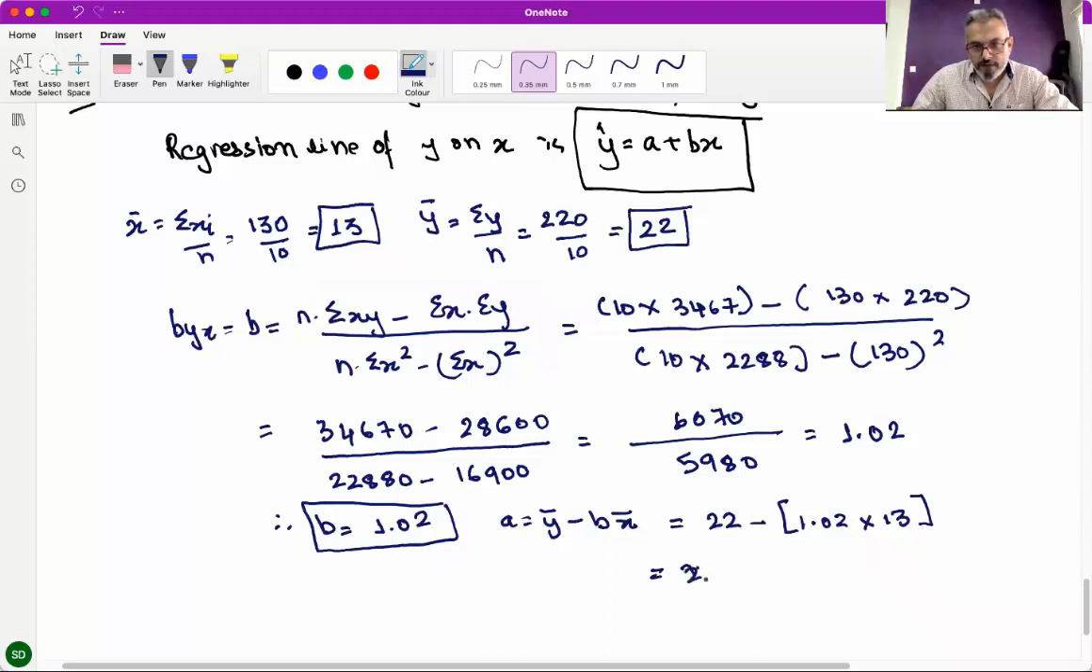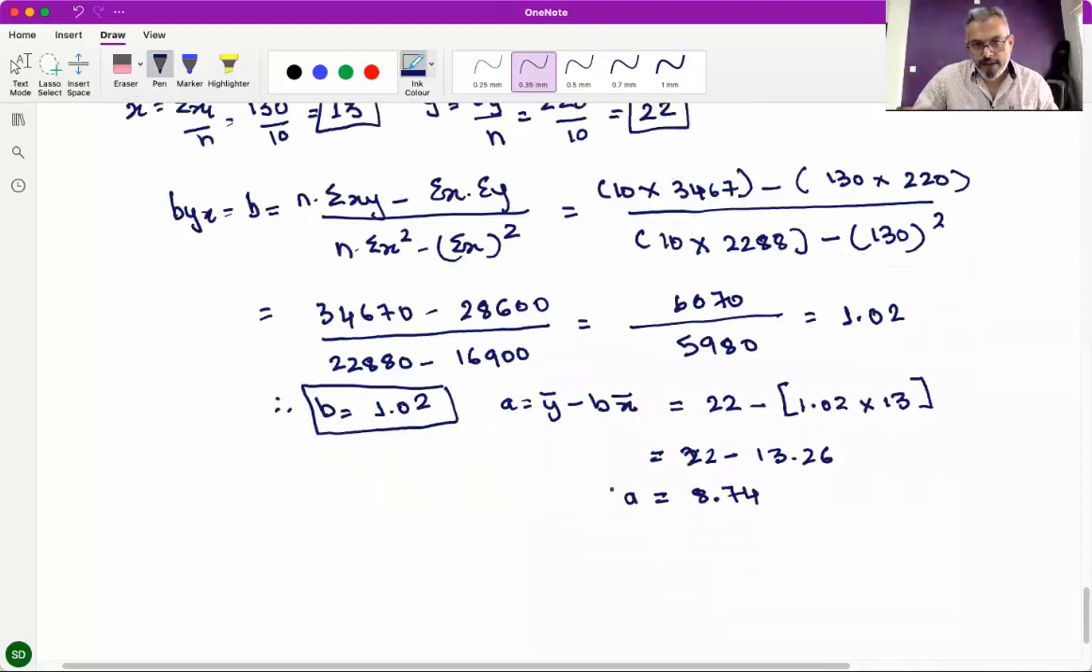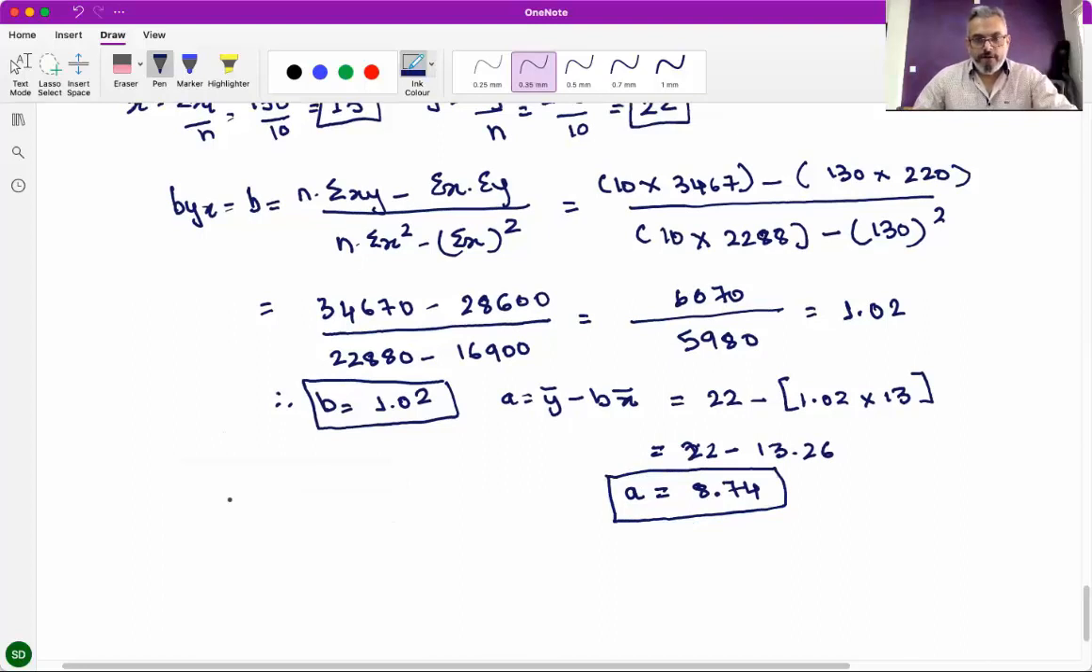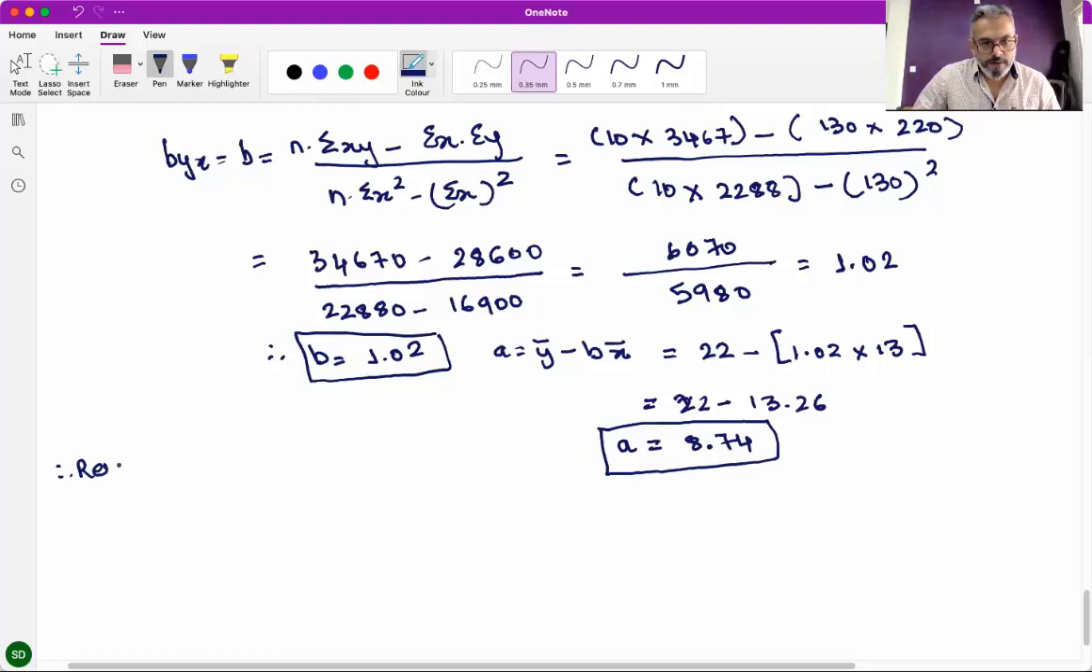which is equal to 22 minus 13.26, 8.74. So A is equal to 8.74. So therefore, regression line of y on x is y cap is equal to 8.74 plus 1.02 x.